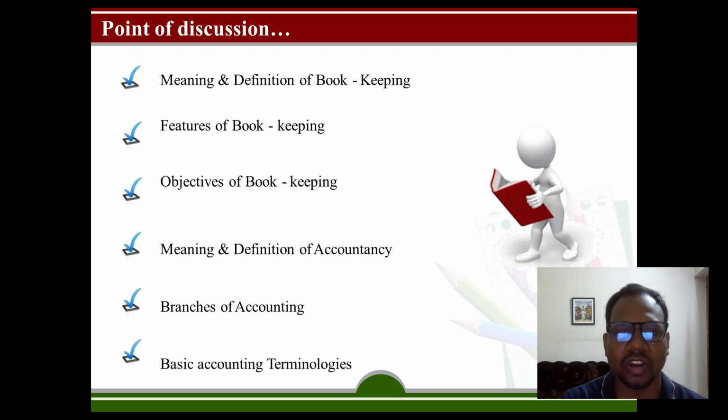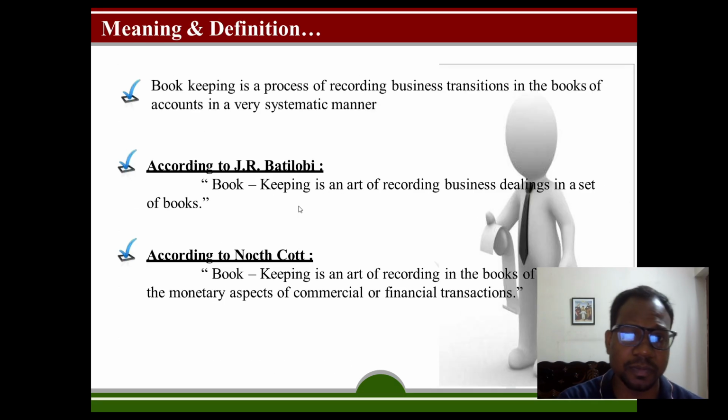the features of bookkeeping, objectives of bookkeeping, meaning and definition of accountancy, branches of accounting, and the last is basic accounting terminologies. Maybe about basic accounting terminologies I'll speak later on. But today mainly I'll discuss these 5 topics. So let's start. The first is bookkeeping.